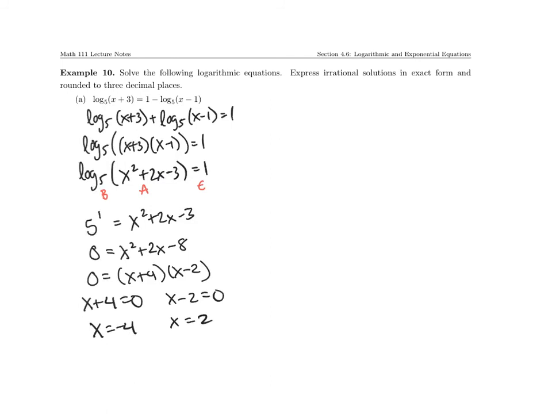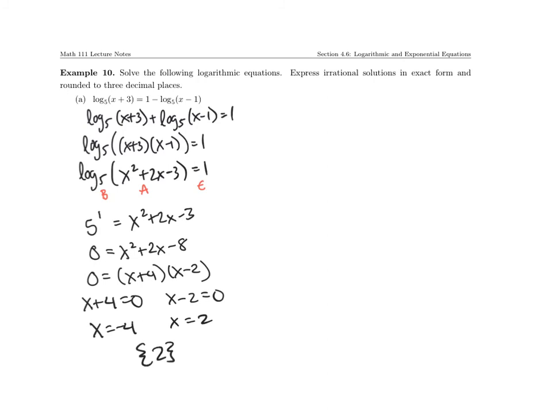So if I go back and plug these into my equation, if I take negative 4 and plug it back in here, negative 4 plus 3, oh no, that's negative 1. That's not going to work. Can't take the log of a negative number. But if I take 2 and plug it in here, 2 plus 3, it's going to give us 5. Okay, we're good. And if we do 2 minus 1, okay, we're still good. So in this case, our answer is going to be just 2, because negative 4 is an extraneous solution.